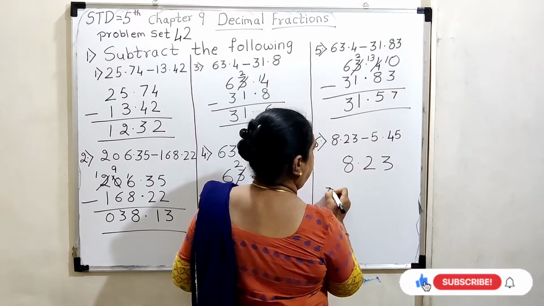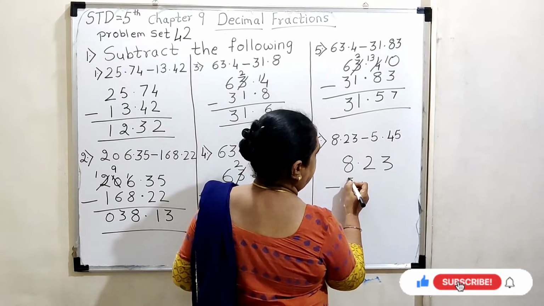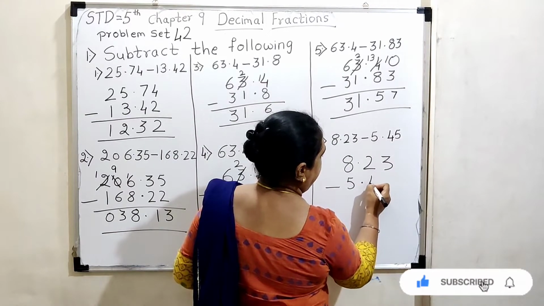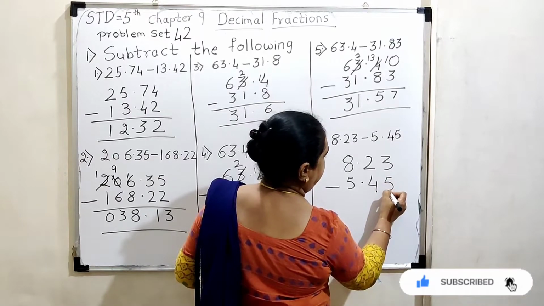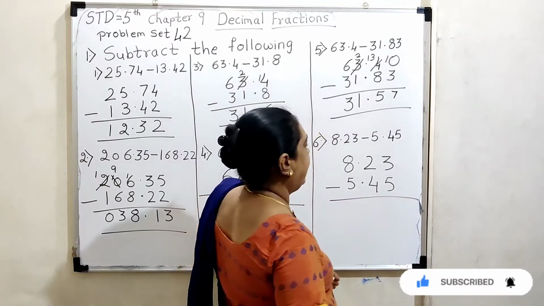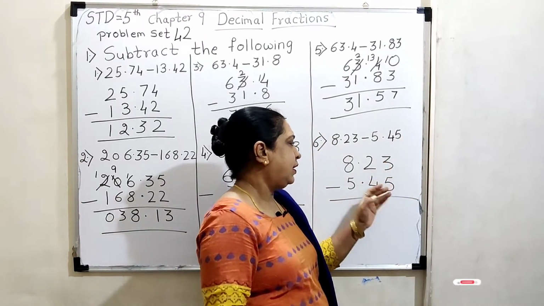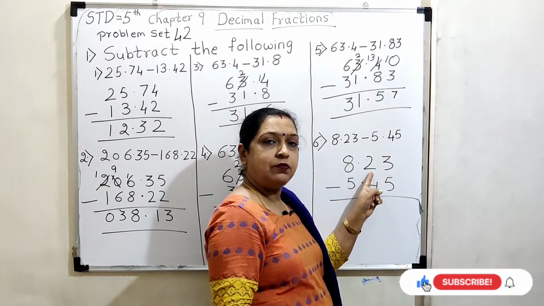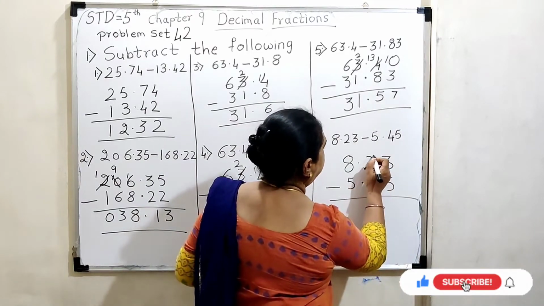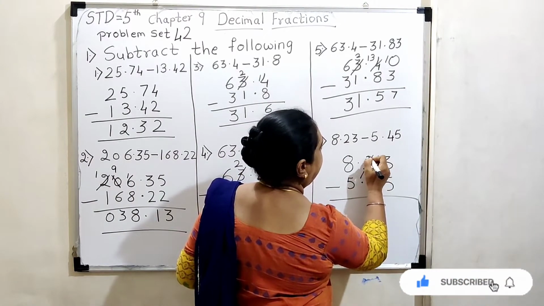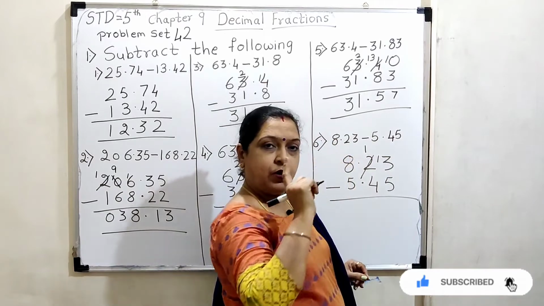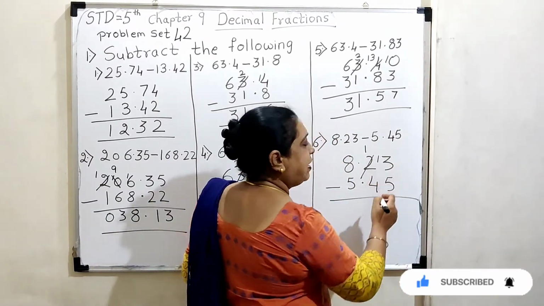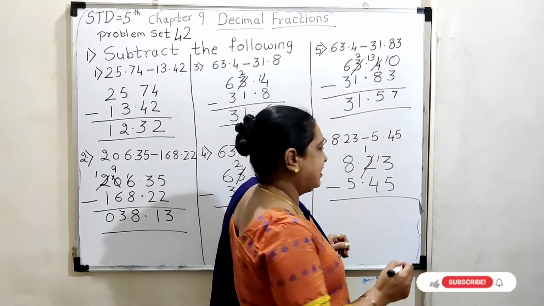8.23 minus 0.5 and write here 45. Okay. Again, from 3, can you take out 5? No. So what will you do, you'll borrow from 2. When you're borrowing from 2, here it will come 1, and what will remain over here? Only 1. So 13 minus 5 is how much? 8.